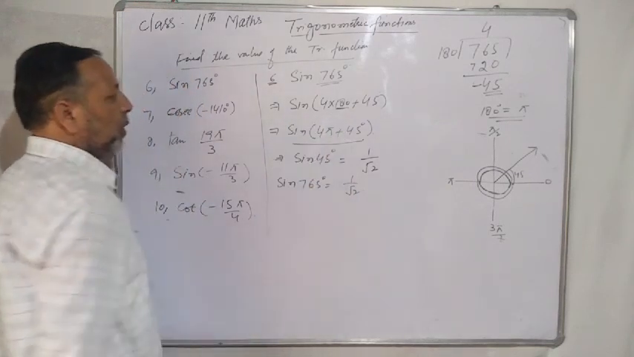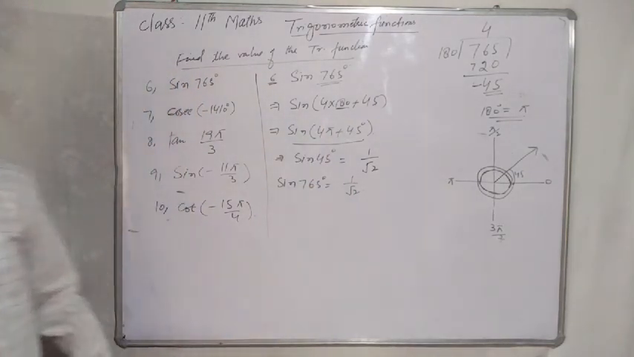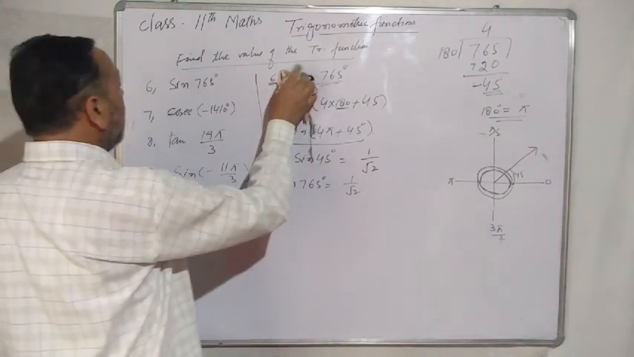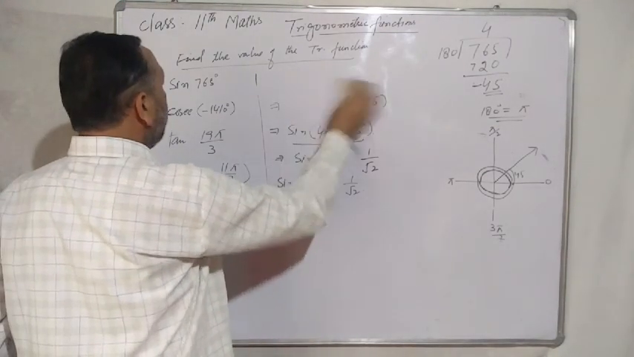So that means sine 765 is 1/√2. Next is now, pause the video and note it down. Next is now cosec minus 1410 degree.